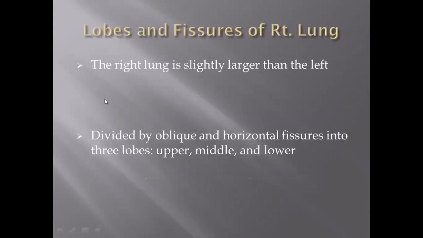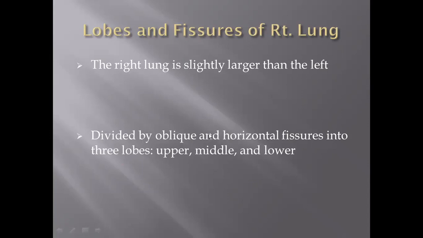In the right lung, the inferior border separates the inferior surface from the posterior surface. The right lung is slightly larger than the left. So on the right side, the bulk of the lung is heavier as compared to the left lung. The right lung is slightly larger and heavier than the left.